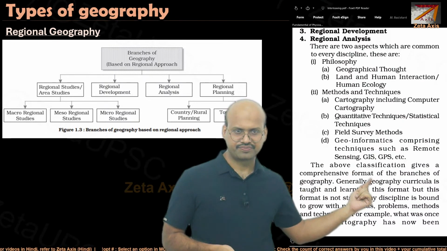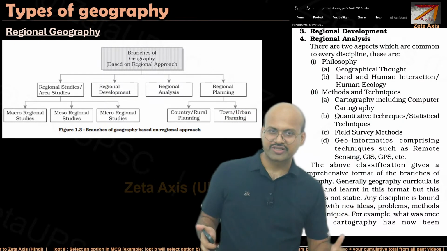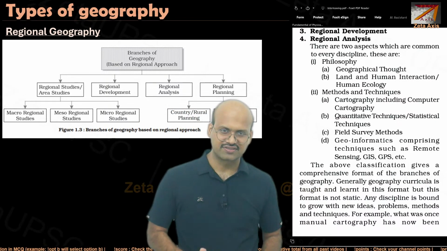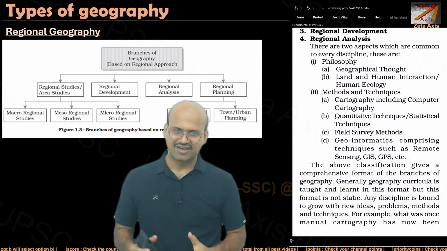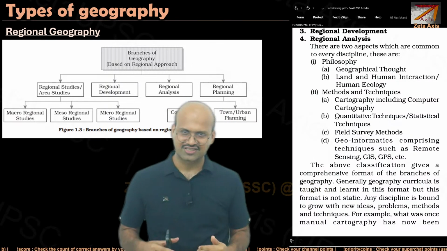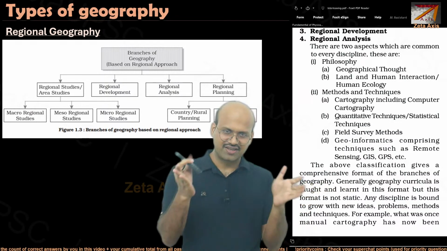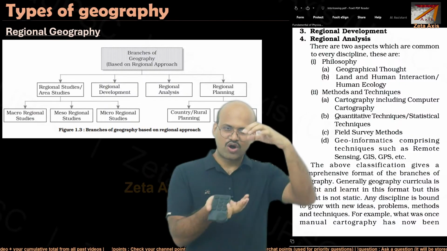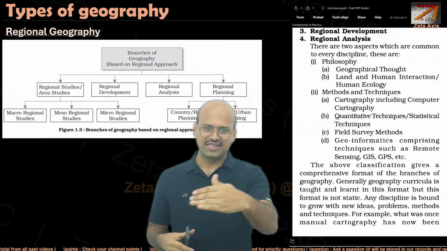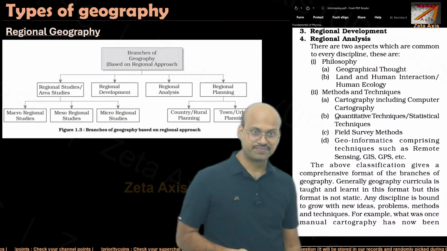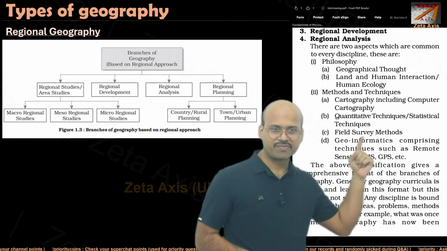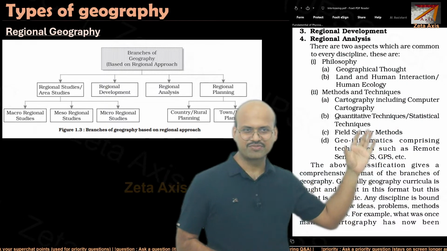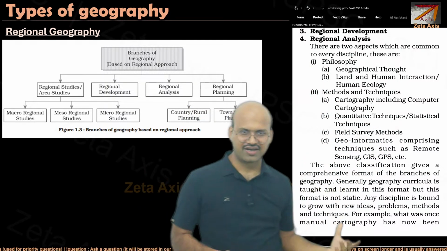Field survey methods. So whenever a project is planned, you have to do a field survey where you go into the field and take measurements of different things. If you have seen road construction somewhere, before the construction starts, they are using a theodolite. Basically, it's an instrument which is this big and is mounted on a tripod, and they are looking through it and trying to determine the level of that region. Field survey methods, geoinformatics comprising techniques such as remote sensing. So these are basically general terms. I hope you understand what these things are.